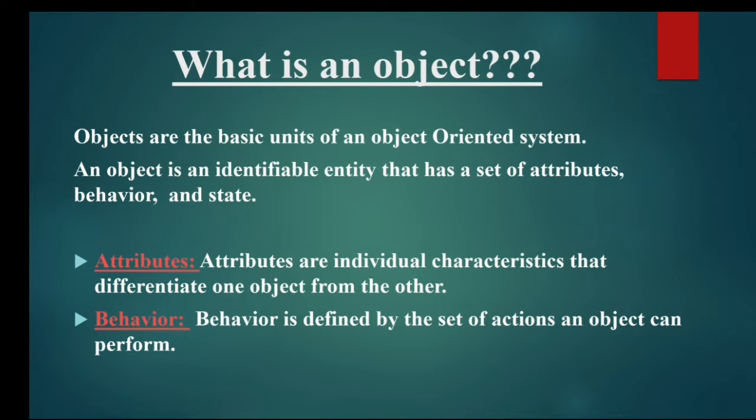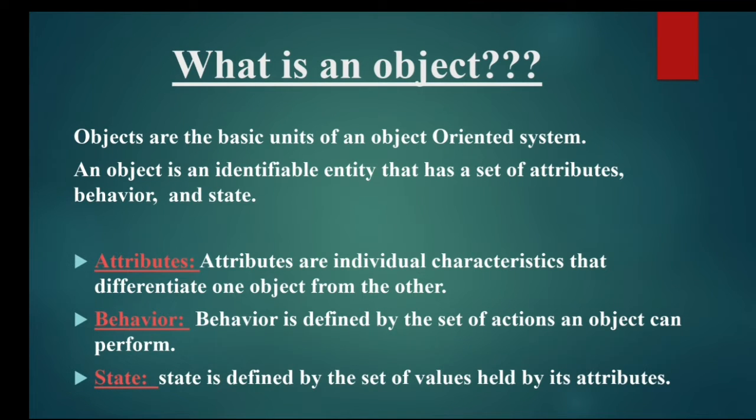The next one is behavior. Behavior is defined by the set of actions an object can perform. Behavior means a set of actions performed by the object. And the next one is state. State is defined by the set of values held by its attributes. These are the set of values which are held by the attributes. I would like to explain this in detail.